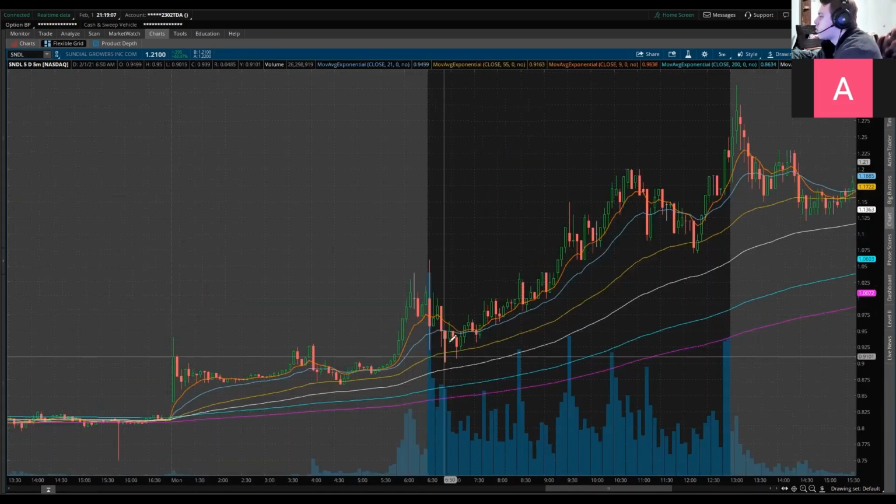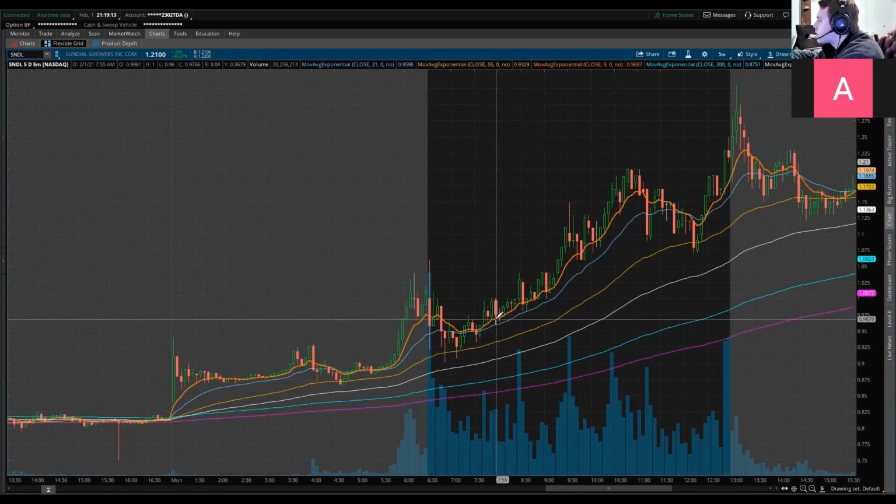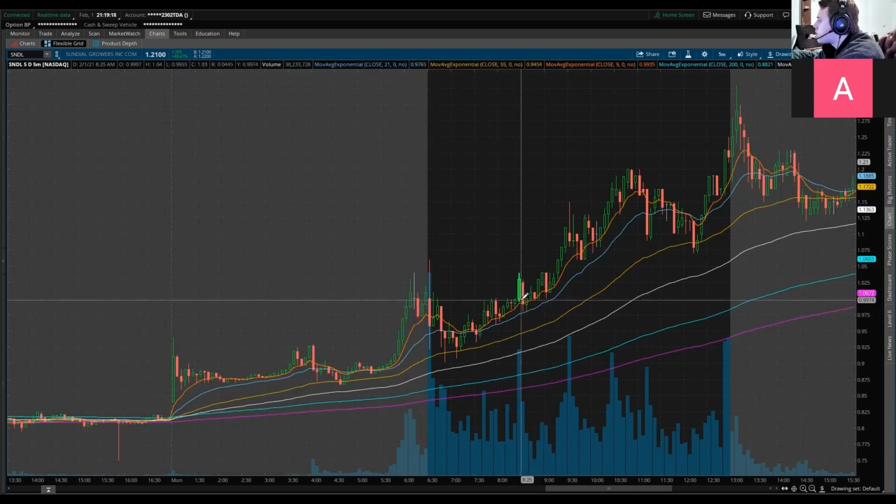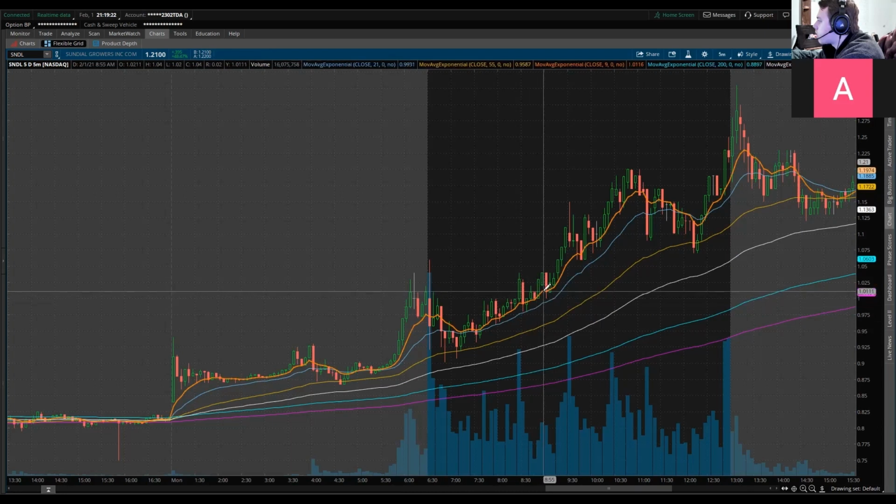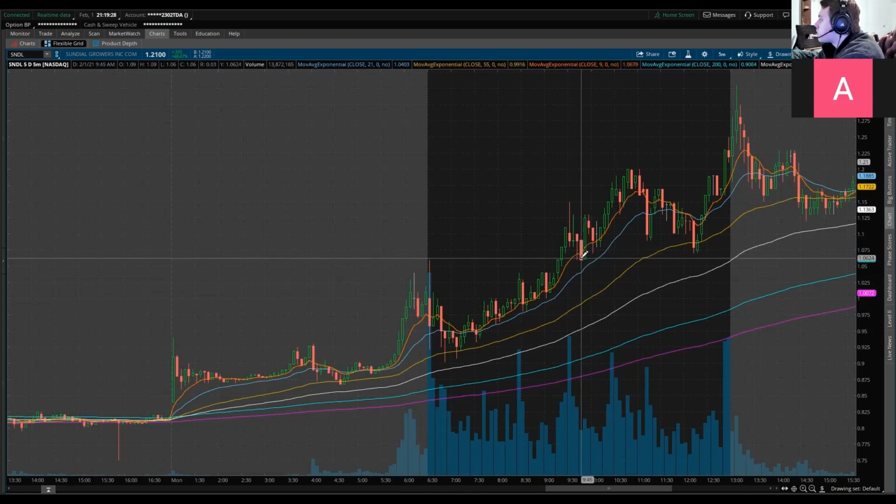So you get in, you're riding it up, and then you see it wicks down and touches the 21, but the price is just testing it, and it keeps closing above. The body of the candle keeps closing above the 9 or right on it. That's good. For the cautious, watch the 21. It kept going up, and then reclaimed the 9, right here.